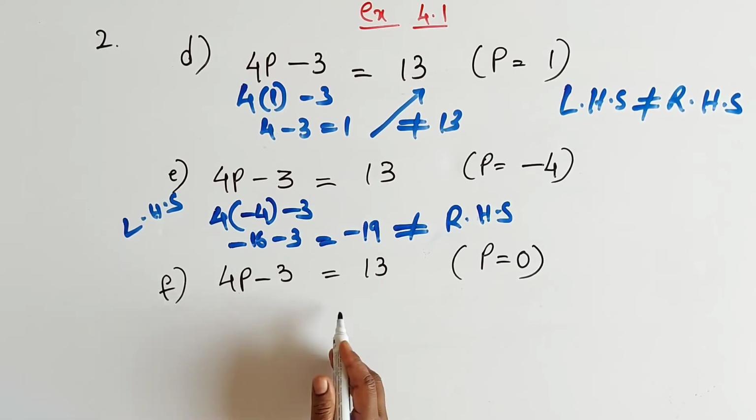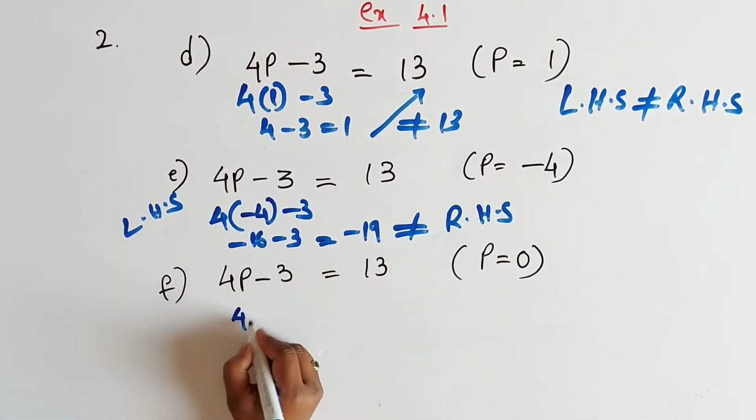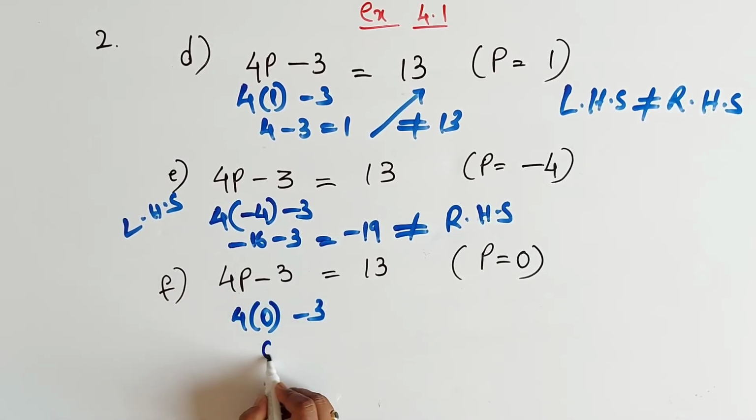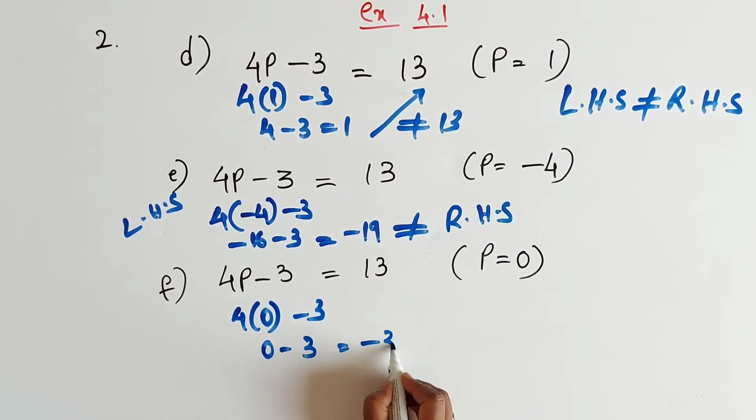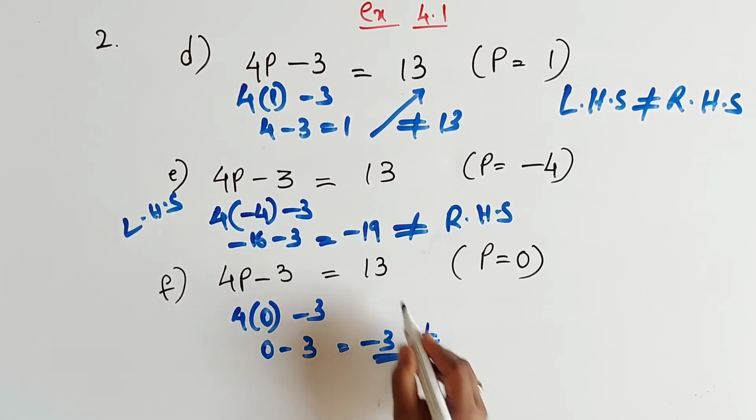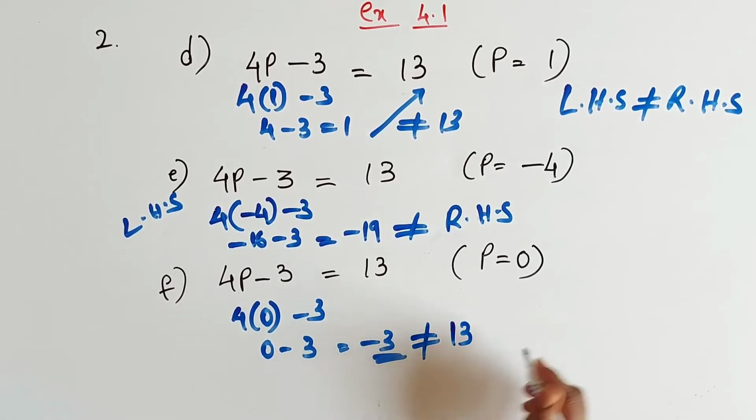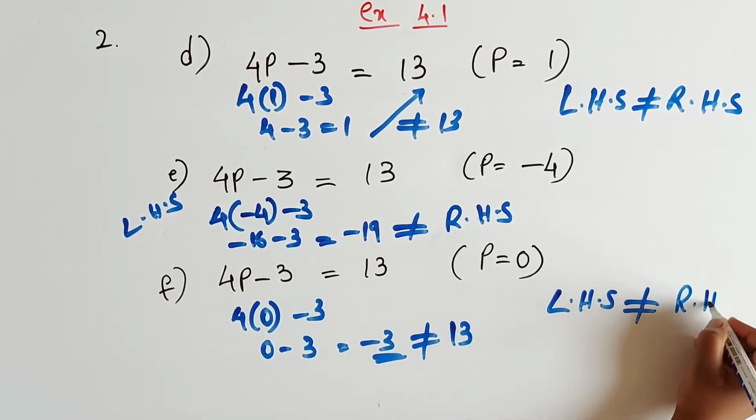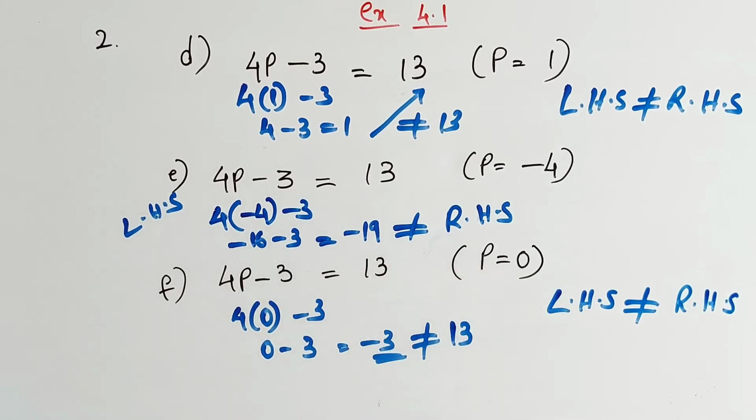F, 4p minus 3 equal to 13. Here p equal to 0. Right? 4 in place of p we have to write 0 minus 3, children. 4 zeros are 0 minus 3. Again minus 3 is the answer. It is not equal to right hand side value, that is 13. So here also LHS is not equal to RHS. So p equal to 0 also not satisfying this equation. So this is also not solution for this equation, children.